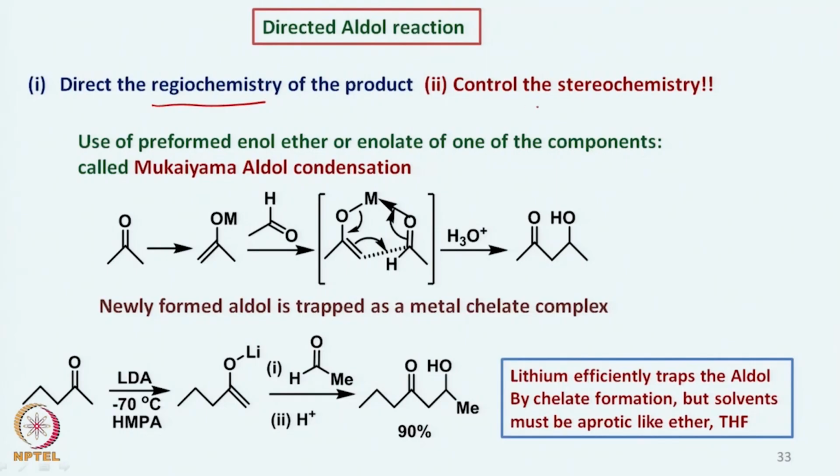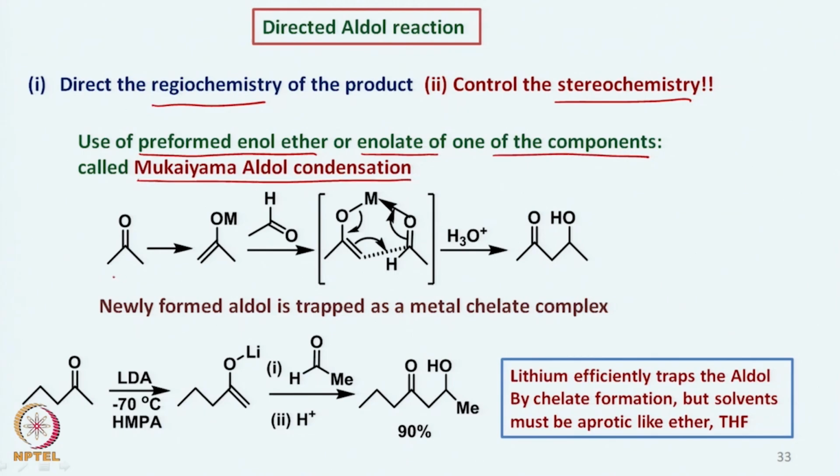Now, is there a way by which we can control these reactions and get only one of them as the major product, because we will eventually have to see how they can be done as an asymmetric aldol reaction. For that purpose there is a directed aldol reaction, that is, you direct the regiochemistry as well as control the stereochemistry. So you can have a preformed enol ether or enolate of one of the components and then carry out the aldol condensation, which is what is called the Mukaiyama aldol condensation.